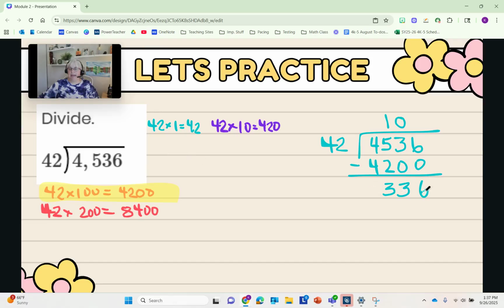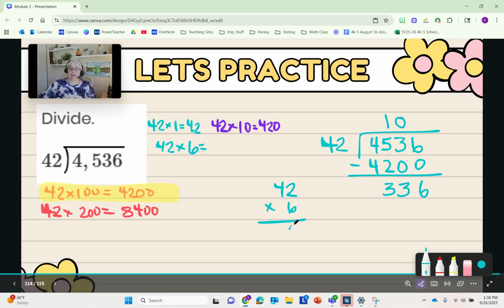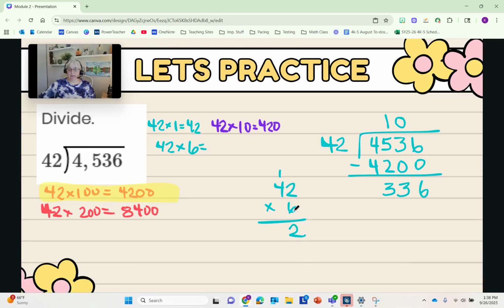Now we go to 1 and we need to get as close to 336 as we can. Well, I know that 42 times 2 is 84. And that's still pretty far away. So I'm going to jump to 6. Let's try 6. 42 times 6 equals, I don't know it, so I'm going to have to write it out. But this is where we use scratch paper. 2 times 6 is 12. Write the 2, carry the 1. 6 times 4, 24. Plus 1 more is 25. 252. That's close.